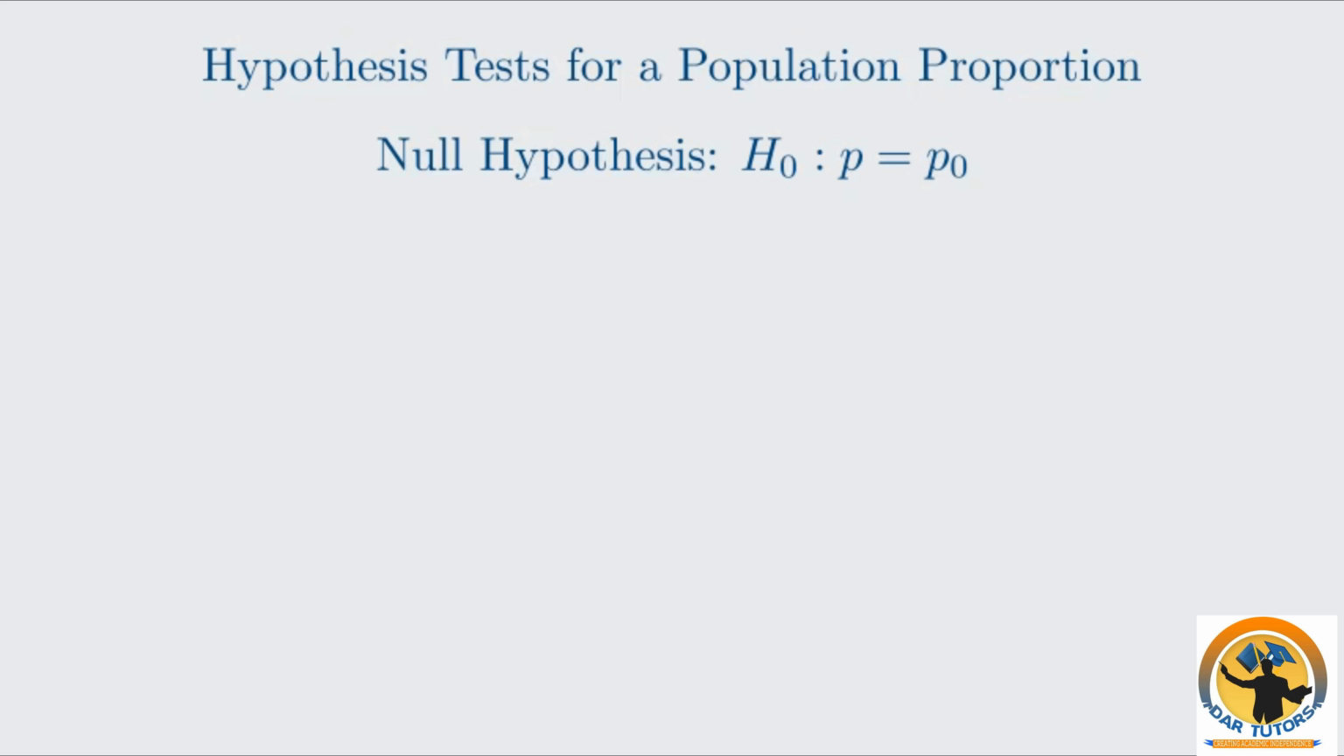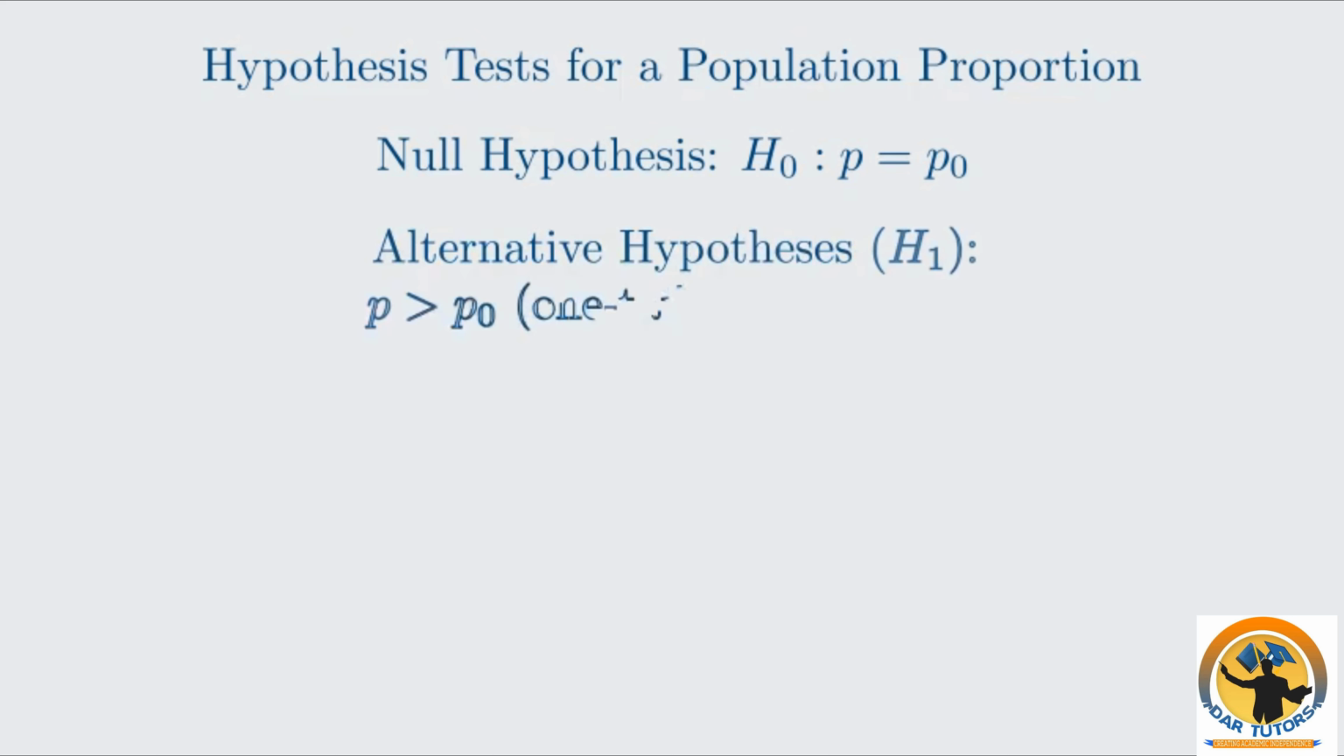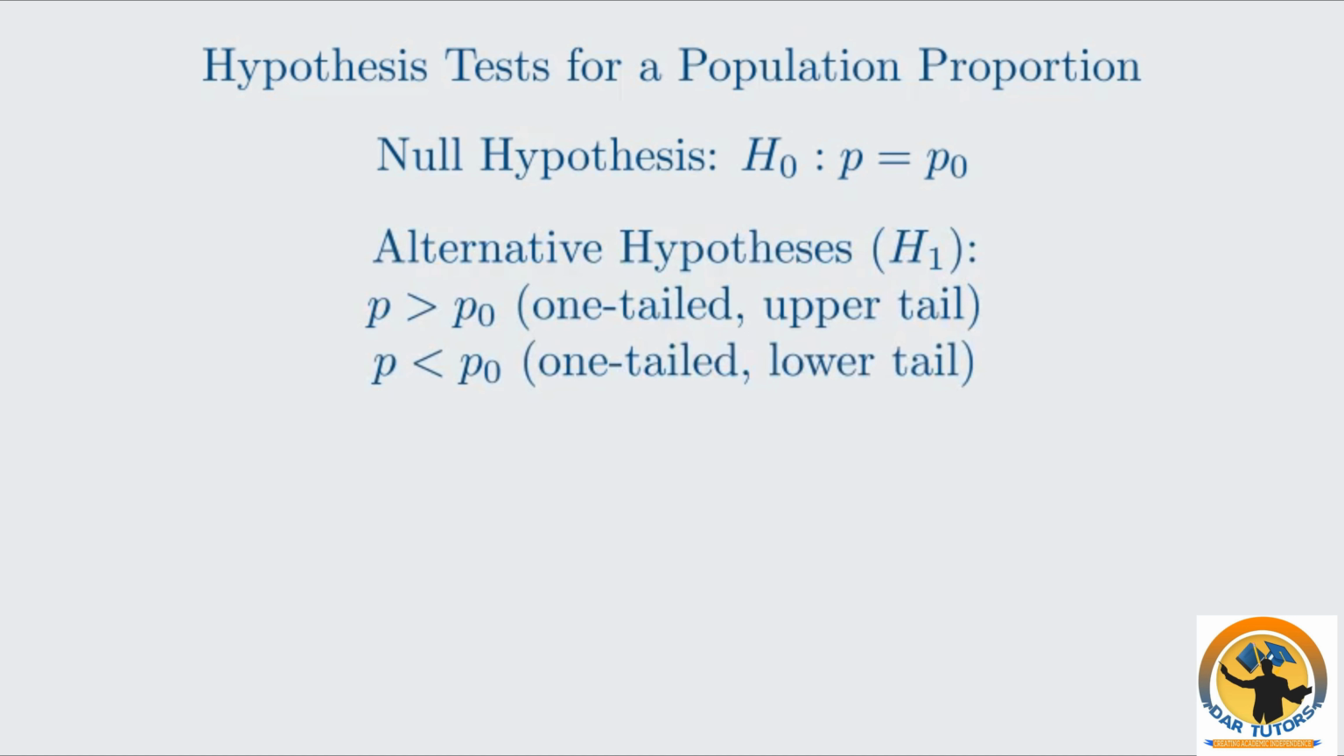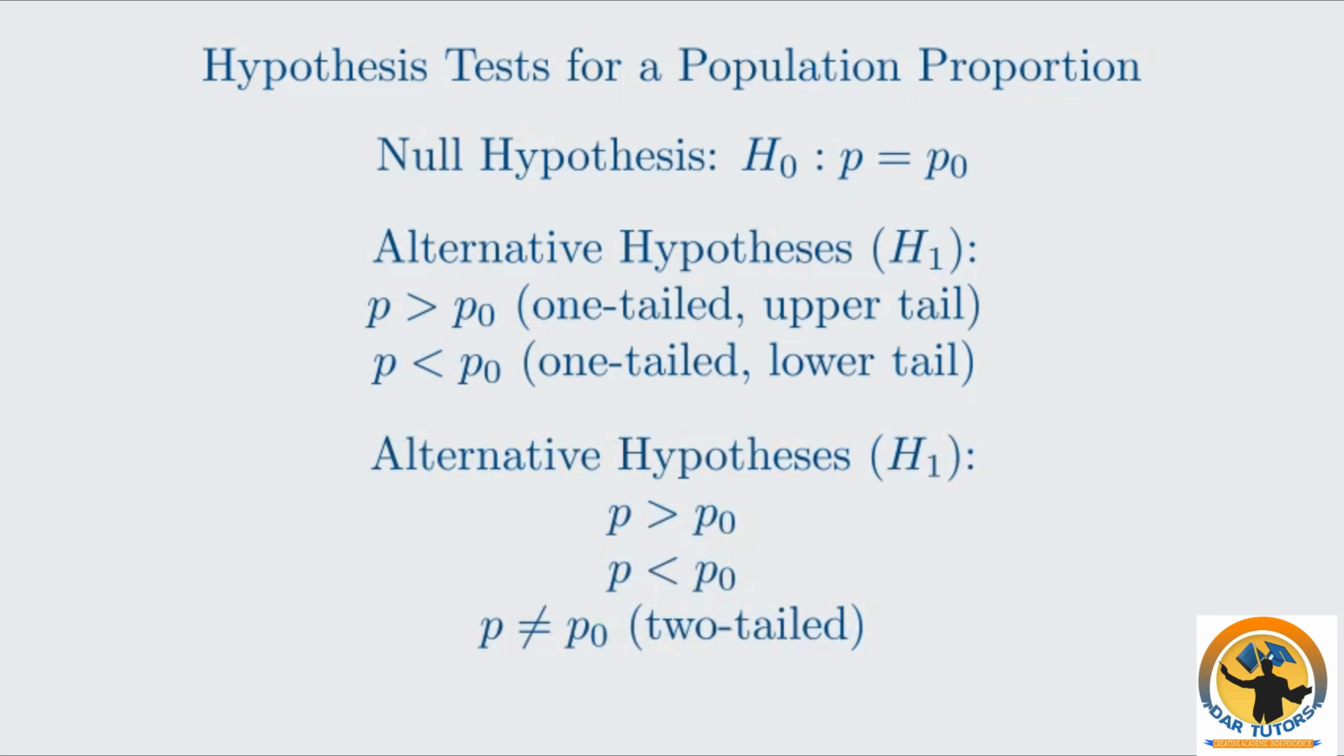The alternative can be one of three types. It can be H1: p greater than p0, a one-tailed test where we are looking for evidence that the proportion is larger, or H1: p less than p0, a one-tailed test where we are looking for evidence that the proportion is smaller. Alternatively, it can be H1: p is not equal to p0, a two-tailed test where we are interested in any difference from the null hypothesis, regardless of direction.